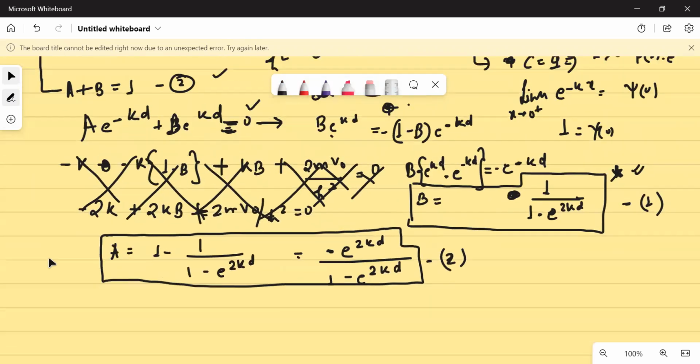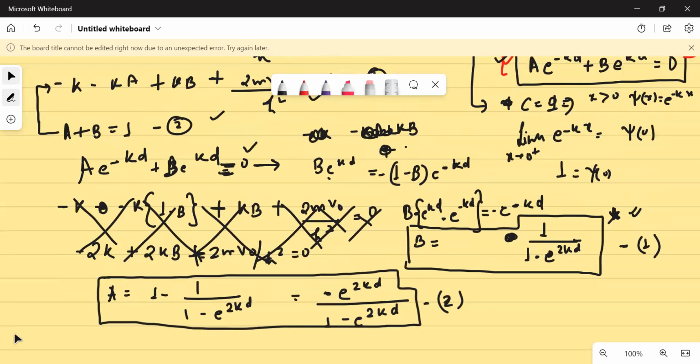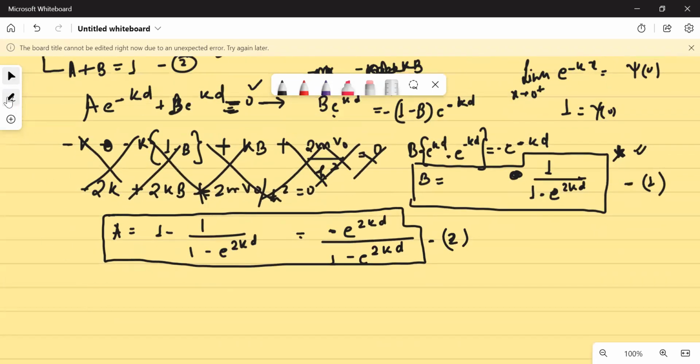from the third equation. Where is the third equation? This is the third equation. So I'll write it all over again. The third equation is minus k. Now we have to solve all three. Minus k a plus k b plus 2m v naught upon h cut square, and then you have equal to 0. Is that clear? This is your third equation that we had.